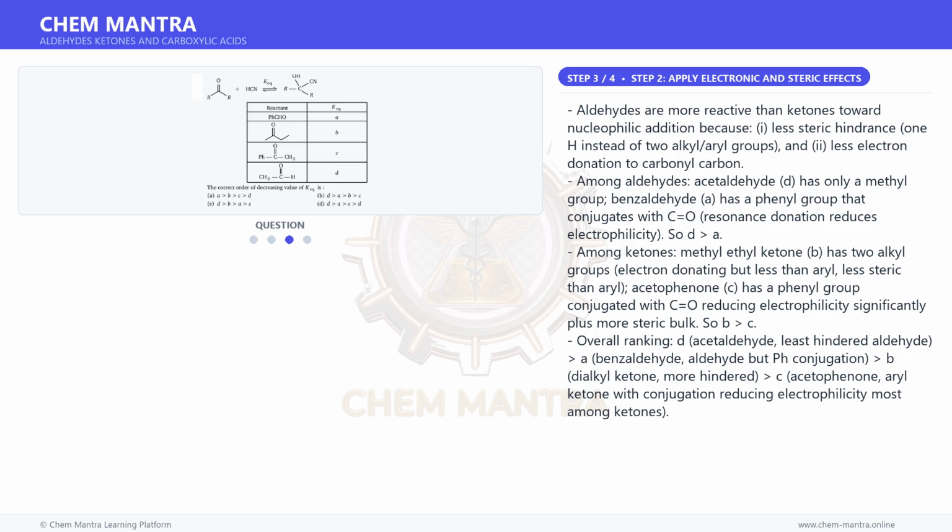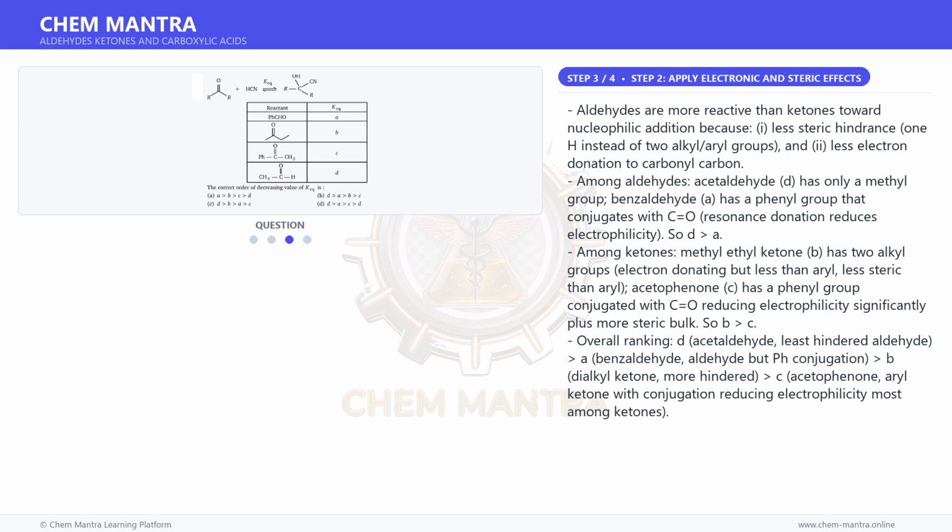Moving on to the next step. Aldehydes are more reactive than ketones toward nucleophilic addition because, one, less steric hindrance, 1 H instead of 2 alkyl or aryl groups, and two, less electron donation to the carbonyl carbon. Among aldehydes, acetaldehyde, D, has only a methyl group. Benzaldehyde, A, has a phenyl group that conjugates with C=O, and resonance donation reduces electrophilicity.